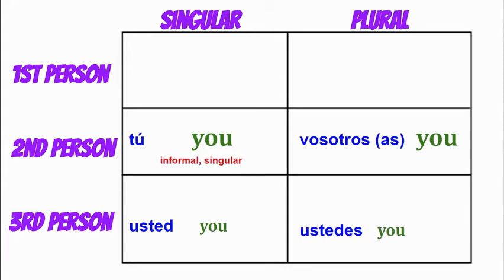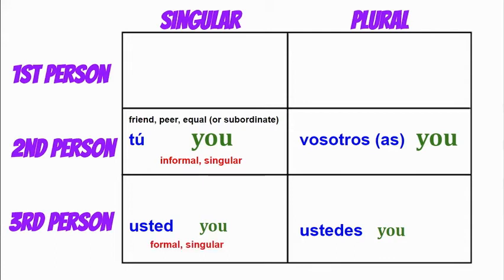So the informal singular, the second person singular in Spanish, is tú. And when do you use that word? When you're talking to somebody who's your friend or your peer, someone who's equal to you in social status, or also someone who's subordinate to you. So if you're an adult and you're talking to a child, you would address them as tú.